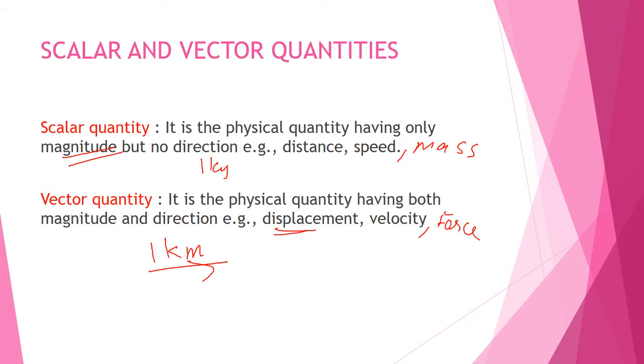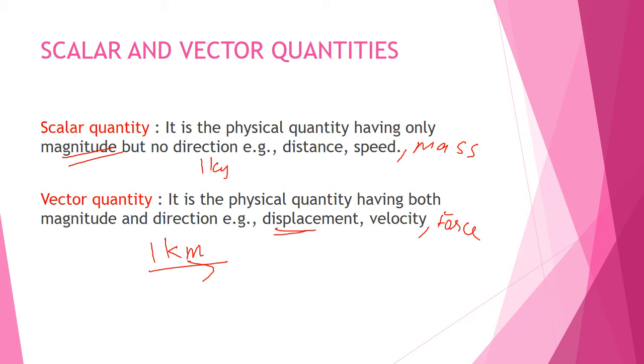Now, we will discuss scalar and vector quantities. What are scalar quantities? A scalar quantity has only magnitude and no direction. What is magnitude? Magnitude means how much quantity it is. We only mention how much quantity. Like we can say 1 kilogram of sugar means it is only 1 kilogram. We are not specifying the direction. So we can write mass, distance, speed as examples of scalar quantities. We will discuss more scalar quantities in this chapter.